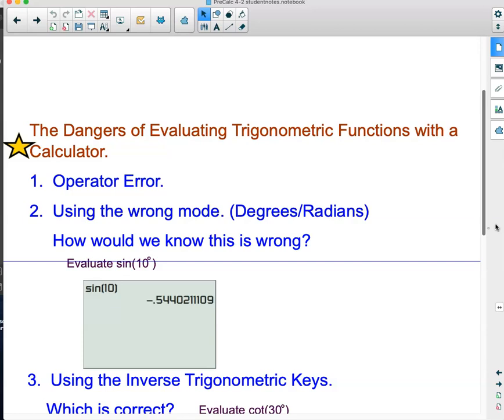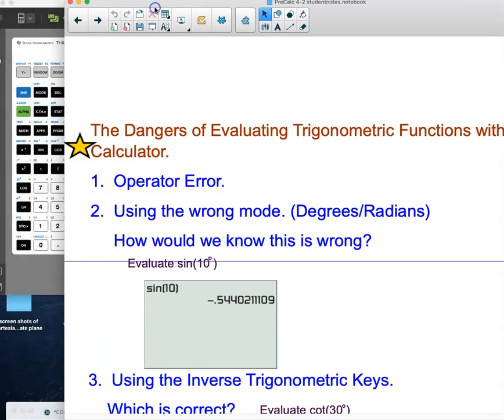And the dangers of evaluating trigonometric functions with a calculator. Number one, we've forgotten what all the buttons are for, and it's just plain old operator error. Number two, using the wrong mode. That's going to be important for us. When you were in geometry, they typically just use degrees. You set your calculator in degree mode and you left it there. But now if we have something that's in radians, which of course we know is pi involved, or it does not have that little degree symbol for a label. So watch for that degree symbol. Use degree mode on your calculator and radians mode for anything that's pi.